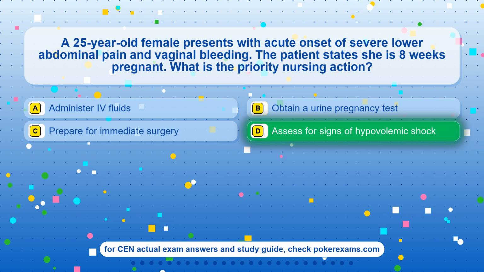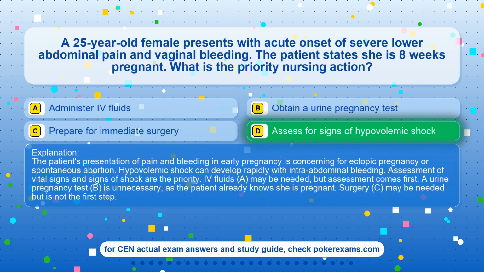The correct answer is option D, assess for signs of hypovolemic shock. The patient's presentation of pain and bleeding in early pregnancy is concerning for ectopic pregnancy or spontaneous abortion. Hypovolemic shock can develop rapidly with intra-abdominal bleeding. Assessment of vital signs and signs of shock are the priority. IV fluids, A, may be needed, but assessment comes first. A urine pregnancy test, B, is unnecessary, as the patient already knows she is pregnant. Surgery, C, may be needed but is not the first step.